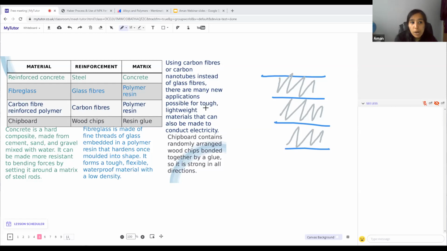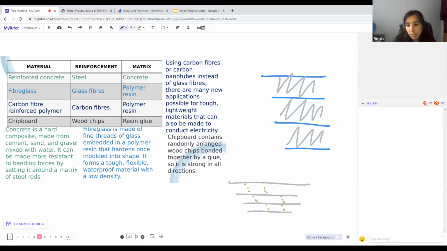The final example is chipboard. So wood itself is actually a composite, so it's what we call a natural composite. So most of these composites I'm discussing here are not natural, they're synthetic, or they're made, whereas wood is a natural composite. So wood has in it cellulose fibers. So if you've studied biology, you'll know what cellulose is, but it's essentially what wood is made of. And if you imagine you've got these cellulose fibers, and then binding it together is something called lignin. So there's lignin binding these cellulose fibers together.